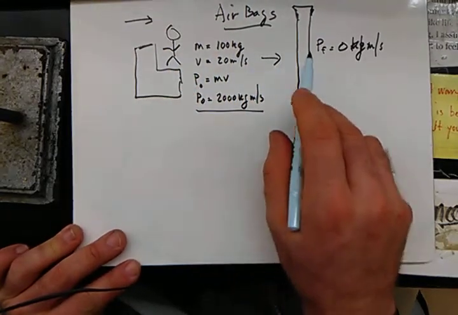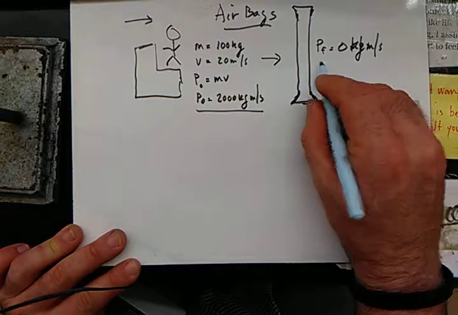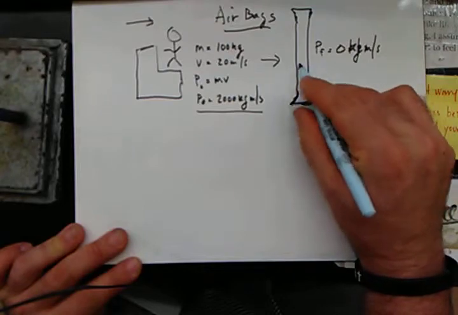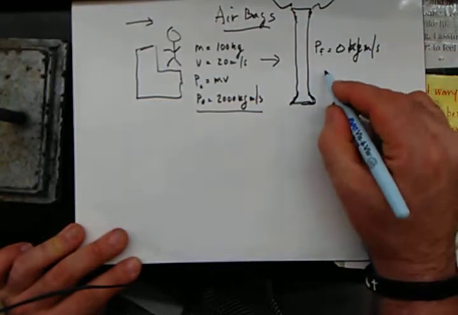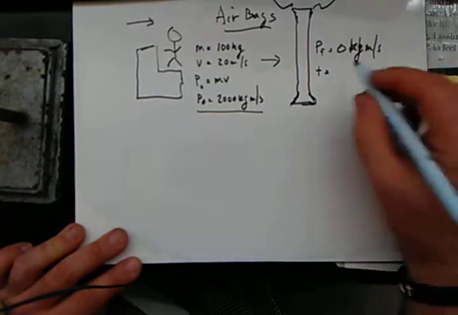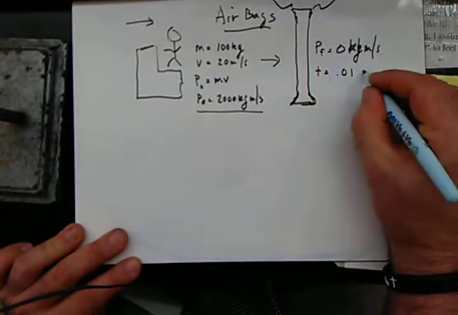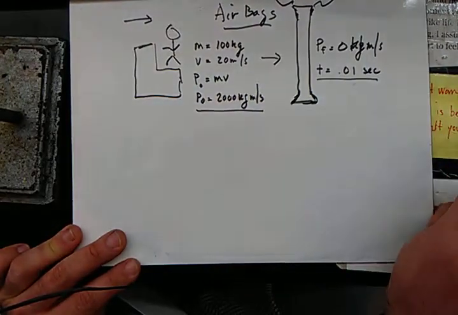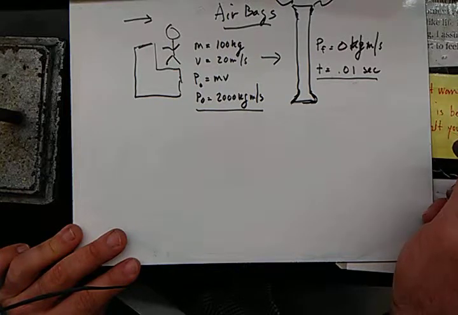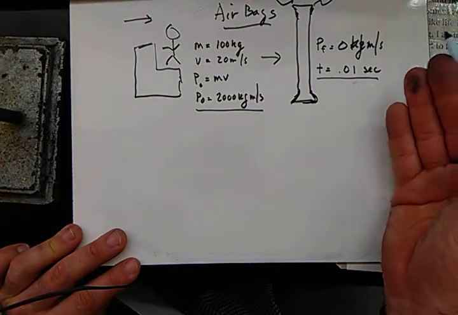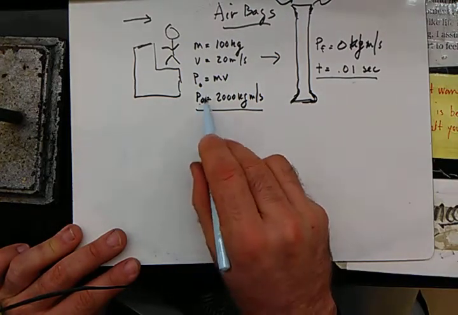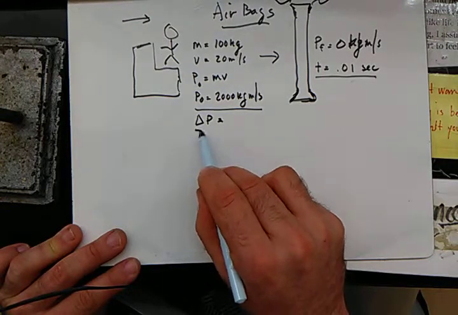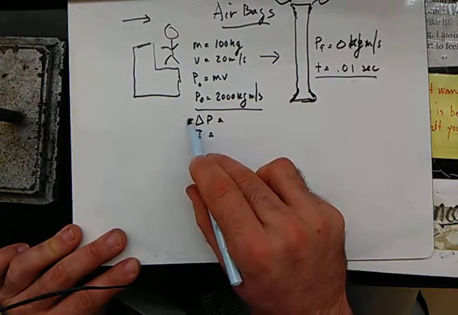Let's say this guy's going along in the old days, and he drives along in his car. And let's say they get into an accident with the tree. Let's say the time of impact is 0.01 seconds. Let's say this person takes 0.01 seconds to slow down to nothing. It's a pretty quick slowdown, pretty quick deceleration. Let's find out the change in momentum and the impulse. Remember, these two are the same thing.